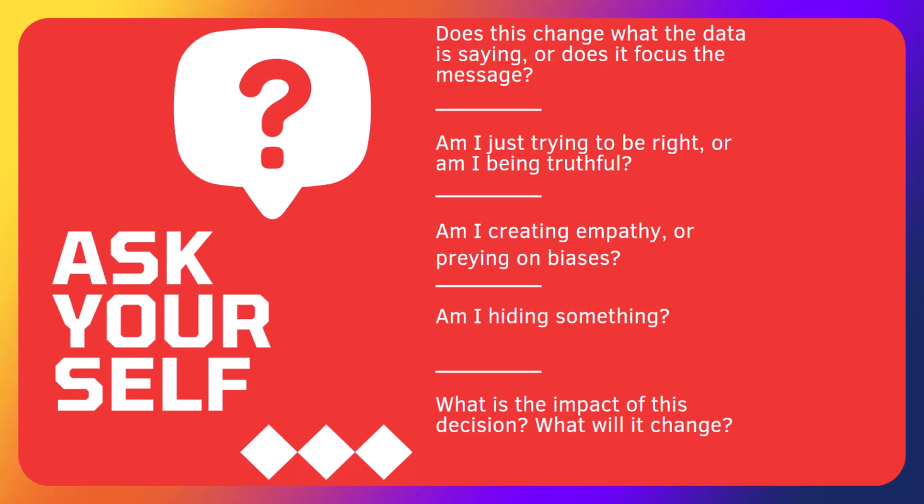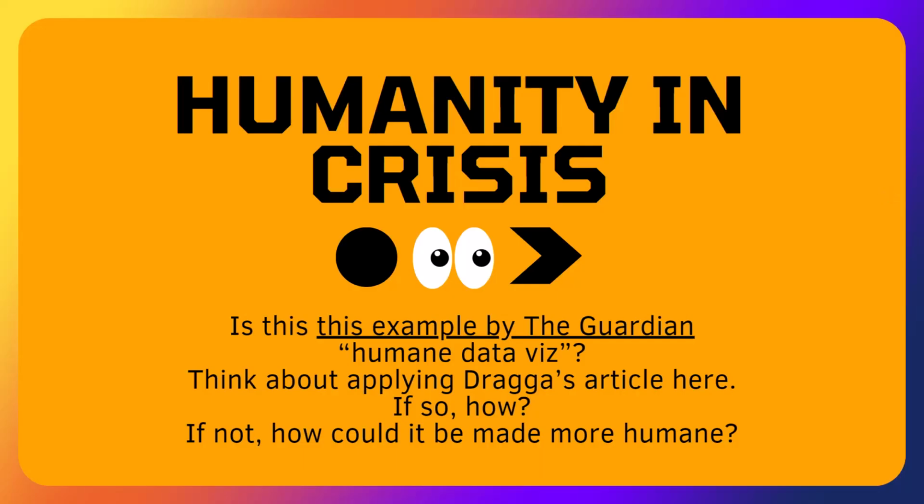Am I trying to be right or am I trying to be truthful? Am I creating empathy and connection or am I confirming my biases? Am I trying to hide something? What is the impact of this data on someone's decision making? Does the way I've designed this visualization change that? Keeping the humanity in data visualization is challenging because they are necessarily an abstract representation of the world.